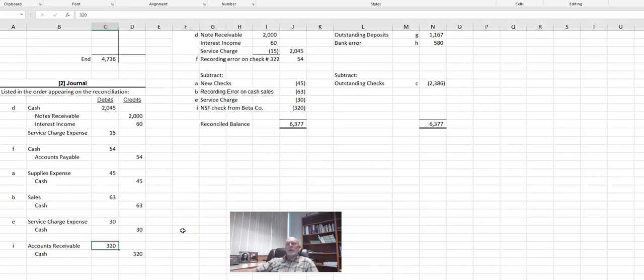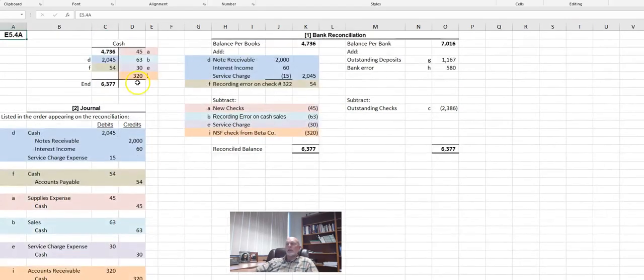Okay, so that completes the problem, and I'm going to send y'all this Excel spreadsheet, and on the last tab, I have the whole thing put together, and I've color-coded it just so you can kind of see when we post each of these debits and credits to cash up here, it updates the cash account to equal the balance that we had reconciled to. So, that's how you reconcile a bank account, and I hope you'll do some practice.